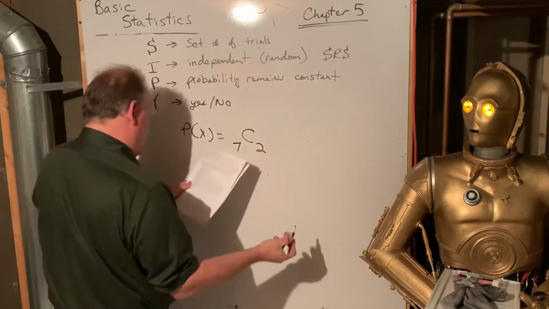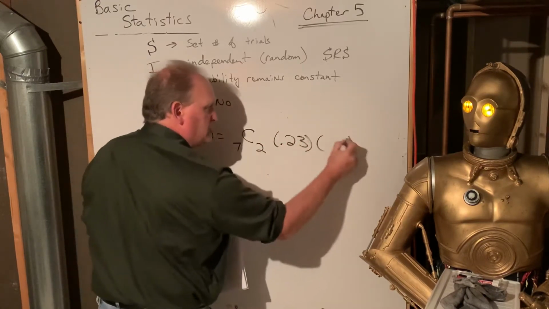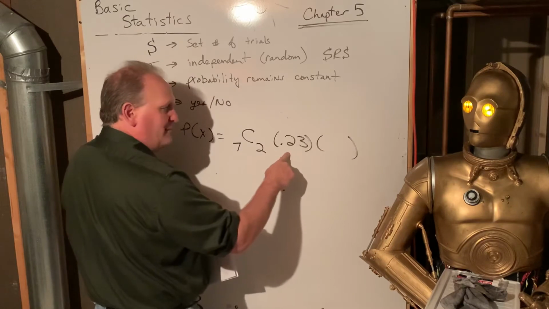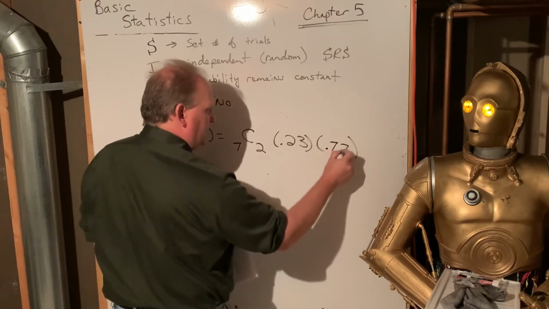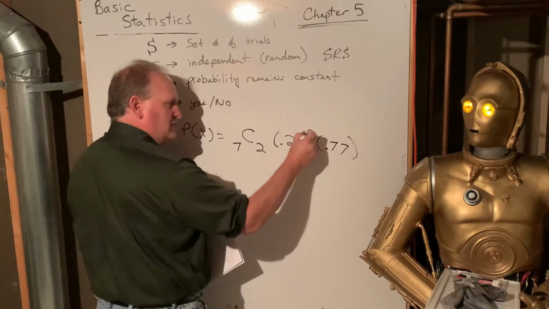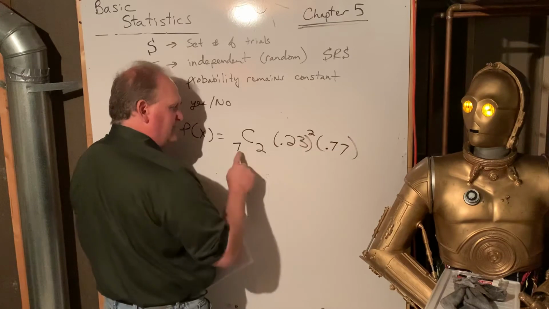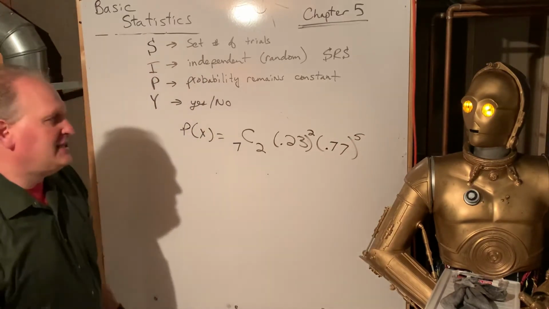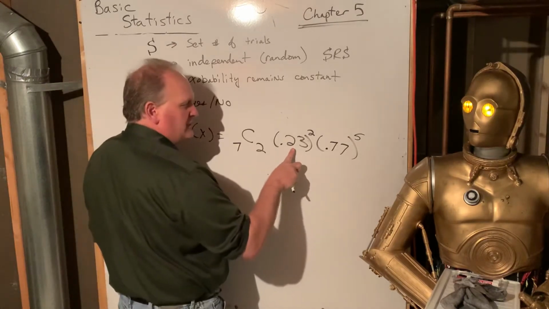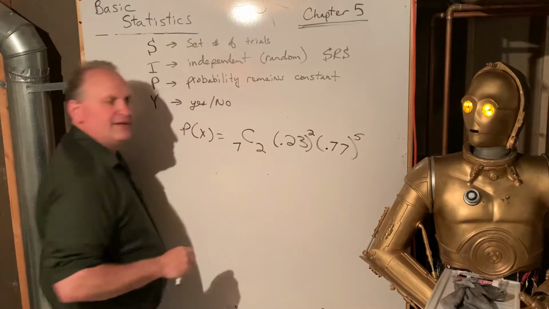7 choose 2, 23%, and now always jump to here, and this is 1 minus 0.23, so that's 0.77. And then the 2 goes here, it always goes in the first probability, and then this one is going to be 7 minus 2, so that's 5. A couple of things: whenever I set these up, I always make sure this and this add up to 1, and I always make sure this and this add up to the 7.